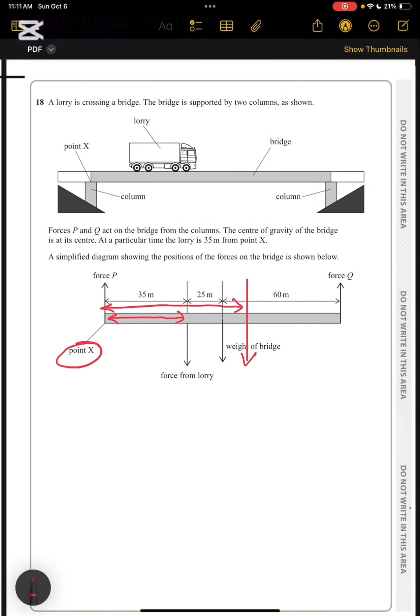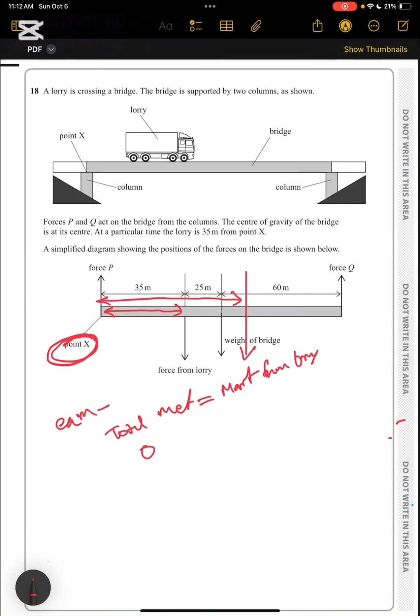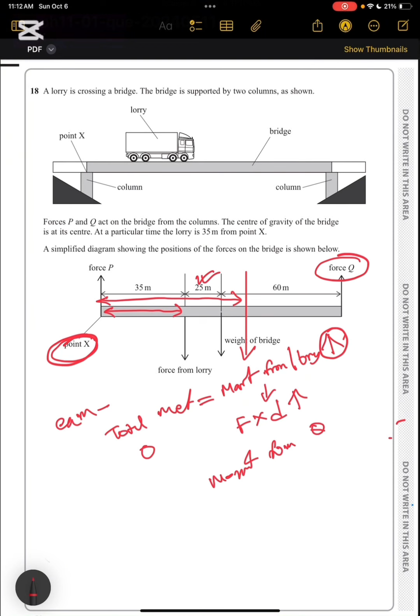We know the whole system is in equilibrium. So when it is in equilibrium, the total moment is equal to 0. The moment from the lorry will increase as force into distance. This distance has increased, so the moment from the lorry will also increase. As the moment from the lorry increases, the moment from Q must also increase.